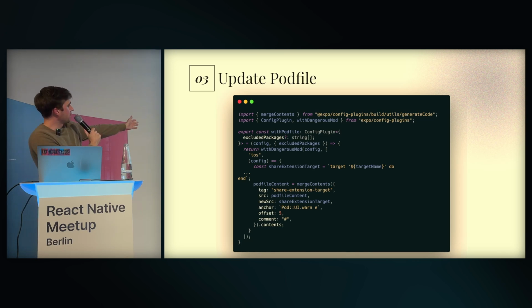But with this method called merge contents, I can pretty much just say here, right there, if I would press my cursor there, this is where I want to insert something. And then the share extension target template string, again, shortened heavily, is the thing that will then get injected and will allow me to install the pods and everything that is required for the new target that we have here.